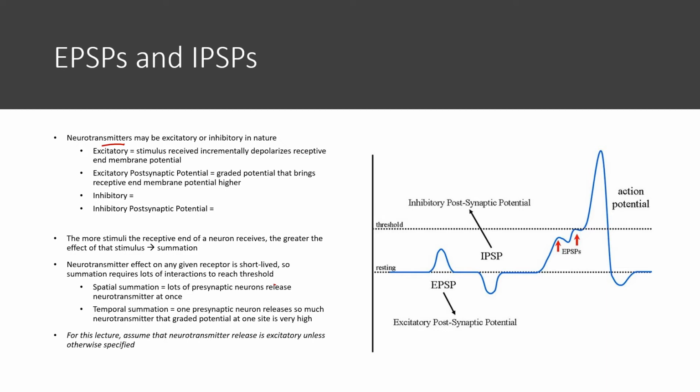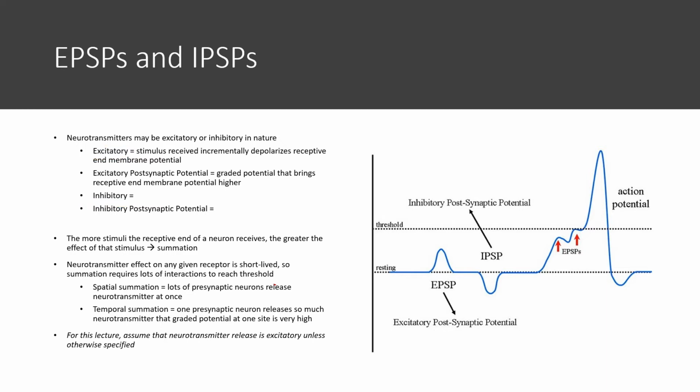So the excitatory and inhibitory neurotransmitters are the chemicals that bring the downstream neuron either closer to firing off an electrical impulse or further away from being able to do that. The excitatory postsynaptic potential is the graded potential created by the binding of the neurotransmitter. The inhibitory postsynaptic potential is the graded potential created by the binding of that inhibitory neurotransmitter.